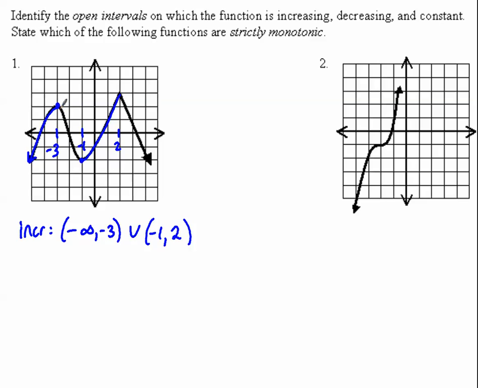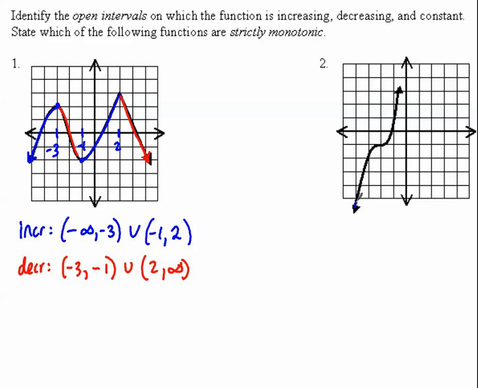The function is decreasing everywhere else, going down, literally going down. Each y value is smaller than the y value before it. So from -3 to -1, and from 2 to infinity because of that arrow.